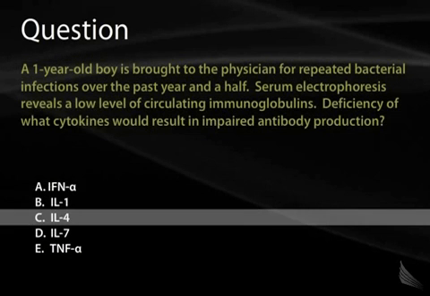The answer is C, IL-4. In this question, we have a low level of circulating immunoglobulin. So deficiency in which of the following cytokines would result in impaired antibody production? From the cytokines listed, the one that's most intimately involved with antibody production is IL-4.